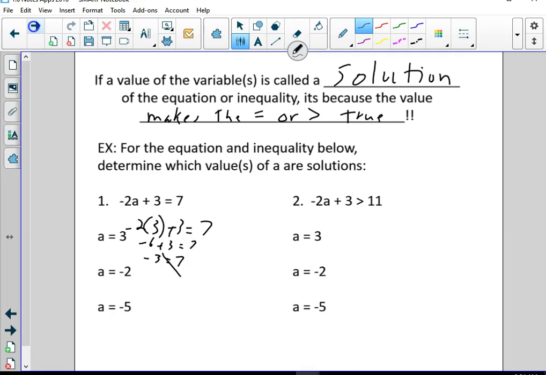Okay? Now we try the negative 2. So negative 2 times negative 2 plus 3 equals 7. Well, negative 2 times negative 2 is 4 plus 3 equals 7. Is that a true statement? It is. Sure. Let's see.